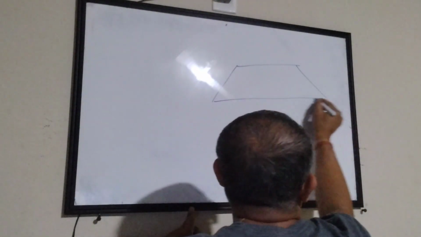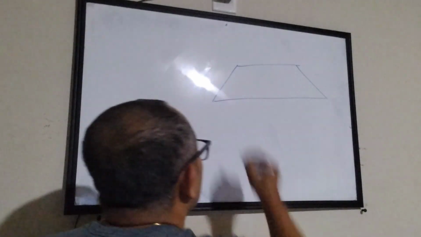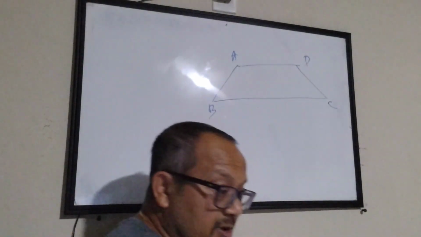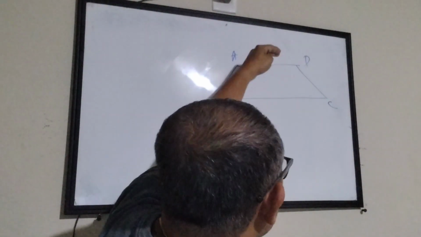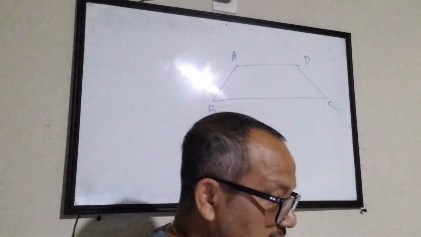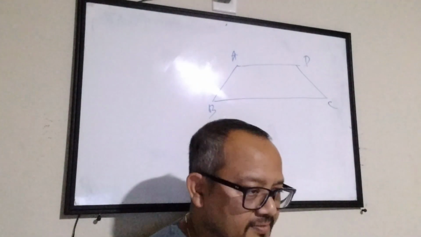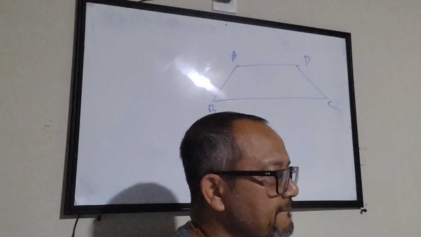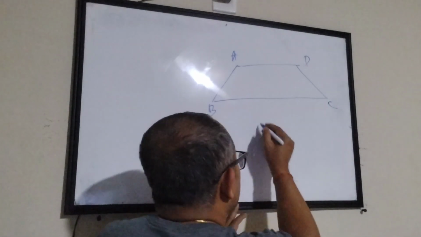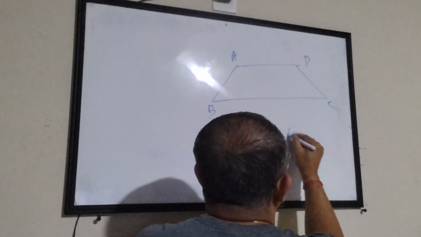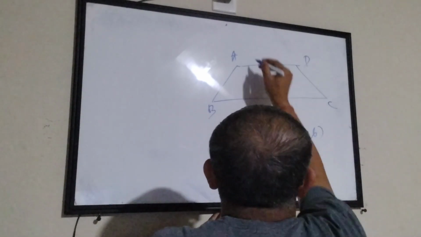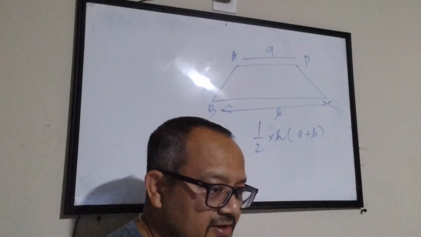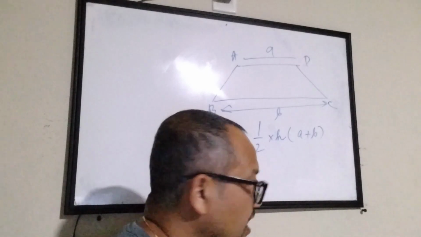How about this one? How do you find out the area of a trapezoid? A, B, C, D. What do we know about a trapezoid in the first place? They have only one pair of lines which are parallel to each other, that's it, nothing more. Half multiplied by height, yes, it is half into height multiplied by A plus B, where A is one side and B is the second side.